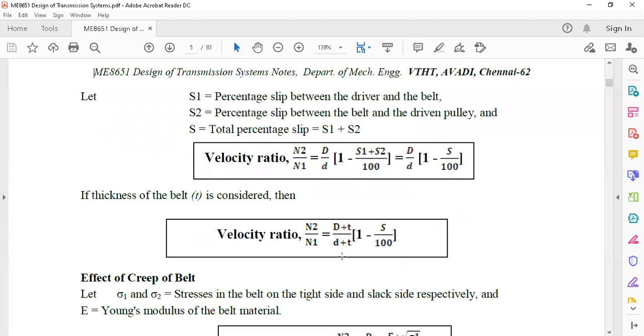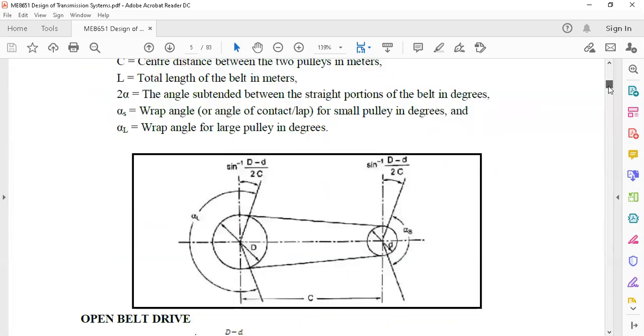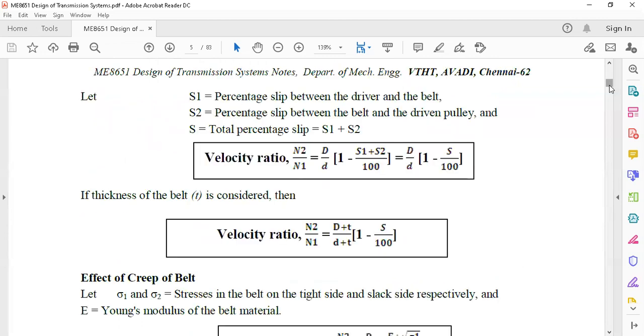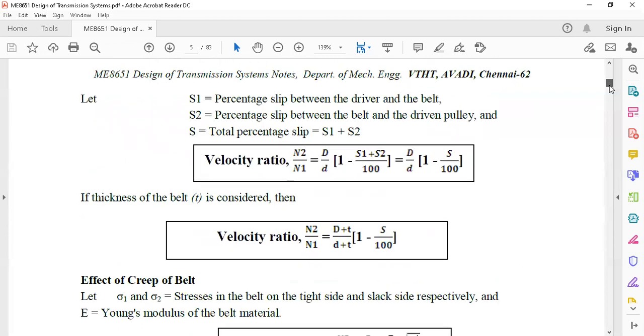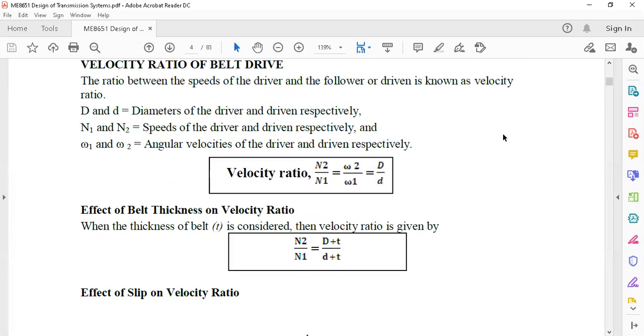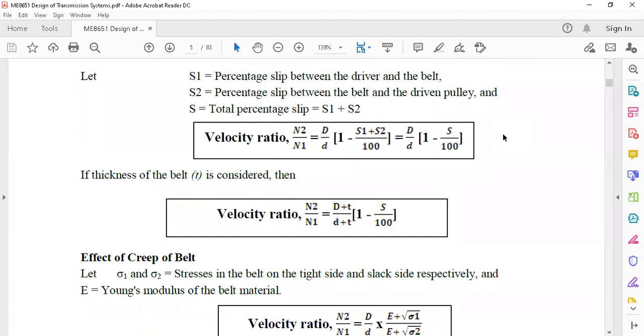And then the second one is how to calculate the slip velocity. The slip is the percentage of slip between the driver and the belt. The slip plays a vital role when calculating the velocity ratios in every problem.